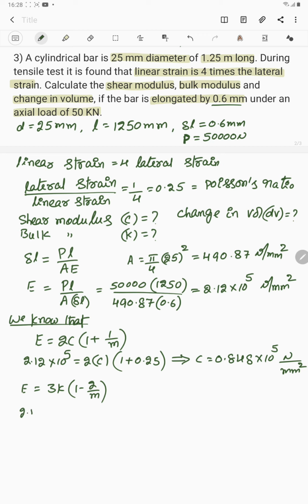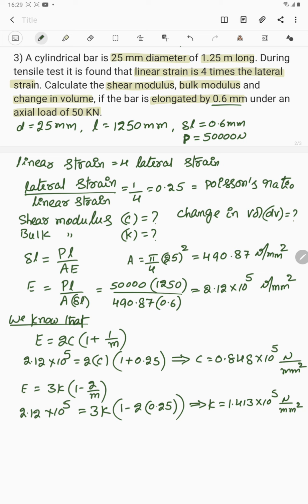And one more relation is E equal to 3k into 1 minus 2 by m. E equal to 2.12 into 10 power 5 equal to 3k into 1 minus 2 into 1 by m, where 1 by m is 0.25. You simplify this value for getting the bulk modulus K, which is around 1.413 into 10 power 5 Newton per millimeter square.